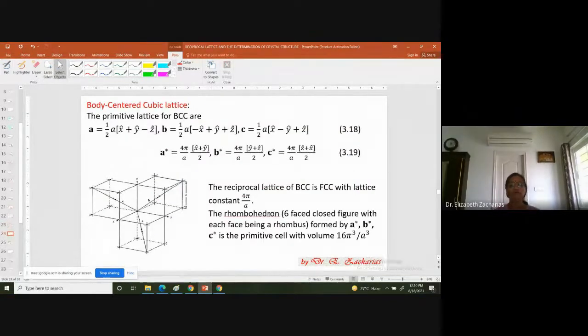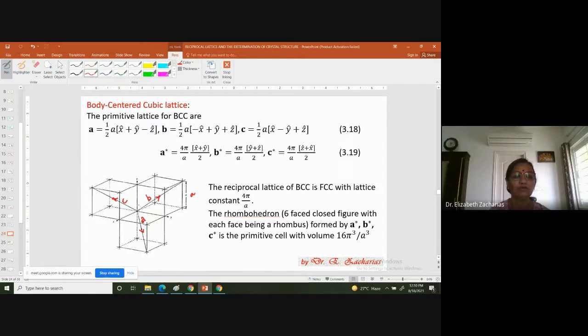Okay, similarly, if you're going to talk about a body-centered cubic lattice, we are going to take a picture here. So this you see is the body center, and the side of each of this is A. And you're seeing that this is not a primitive lattice. So first of all, let us draw the primitive lattice. The primitive lattice is going to be given by the primitive vectors A, B, C.